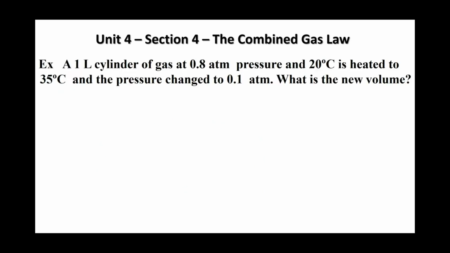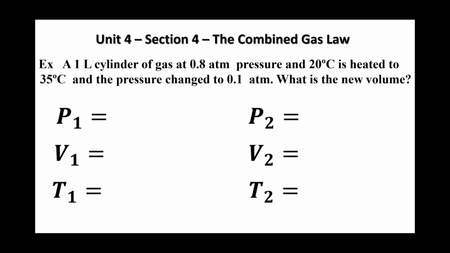We have a 1 liter cylinder filled at 0.08 atmospheres at 20 degrees Celsius and is heated to 35 degrees Celsius, and the pressure has changed to 0.1 atmospheres. What is the new volume? So my first recommendation is you sort through the values in the question. Note that these 3 are together, and we are using atmospheres for pressure, which is fine. Both of our terms are in atmospheres, so we can proceed. If one were in atmospheres and one were kilopascals, we'd have to change one of them.